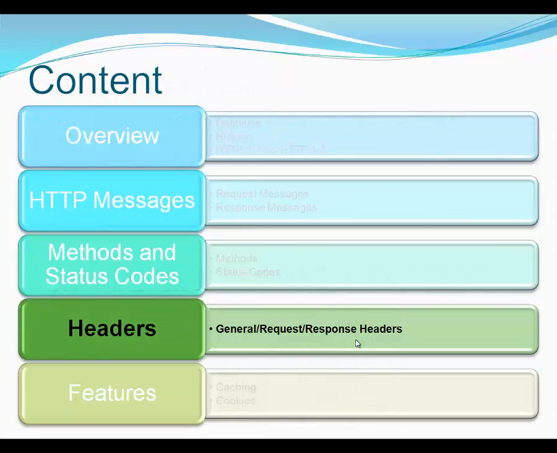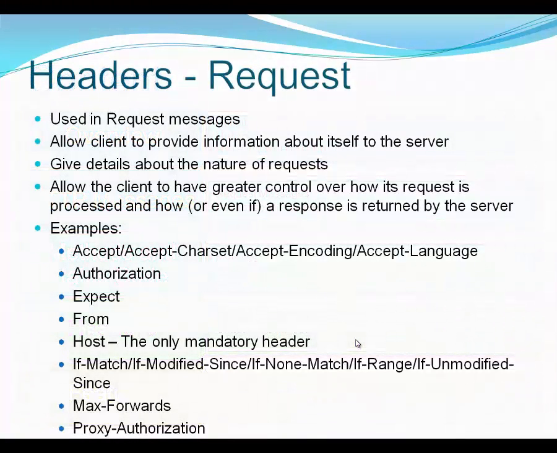Now, in the next section we are going to talk about headers. These are the request and response headers. We already spoke a little bit about it, but we'll see what all different headers are present. Request headers are used in request messages. They allow the client to provide information about itself to the server. They also give details about the nature of the request. They also allow the client to have greater control over how its request is processed and how, or even if, a response is returned by the server. A few examples of request headers are accept encoding, accept language, authorization, expect, host, if match, if none match, if modified since, if range, max forwards, proxy authentication, and so on.